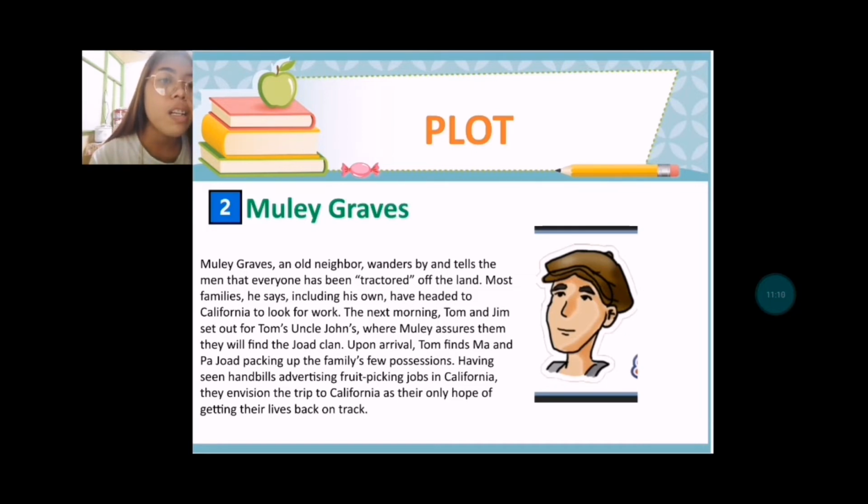Upon arrival, Tom finds Ma and Pa Joad packing up the family's few possessions, having seen handbills advertising fruit-picking jobs in California. They envision the trip to California as their only hope of getting their lives back on track. So, Tom and Casy meet Muley Graves, who tells them that the landowners have forced Tom's family off the farm, and they're now all at Uncle John's house.